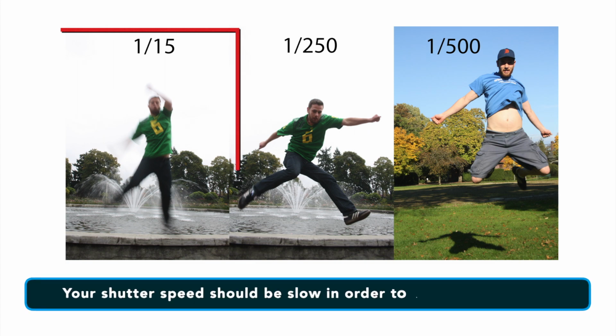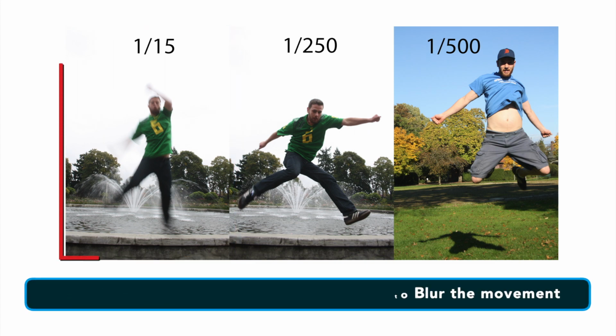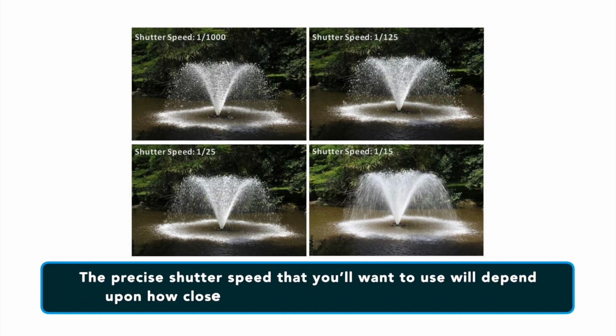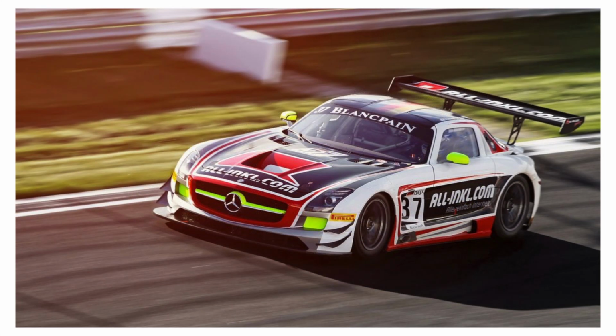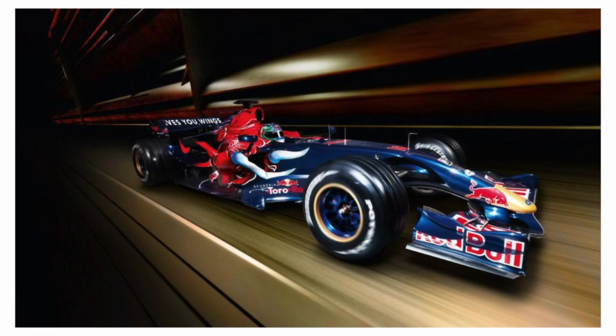Your shutter speed should be slow in order to blur the movement, but the precise speed that you'll want to use will depend upon a few factors, including how close you are to the subject and the speed of the subject. If you're shooting a race car, for example, you'll want to use a relatively fast speed to capture the blur. This will freeze the car, but blur the background behind it.